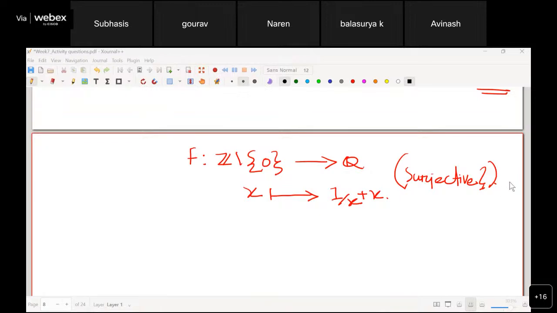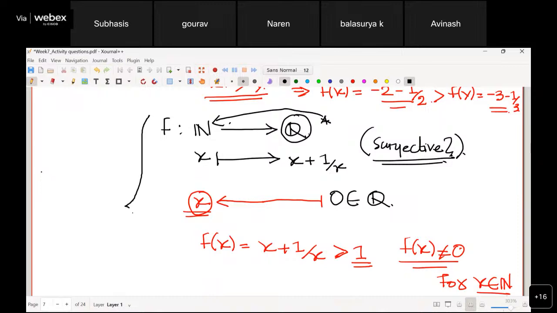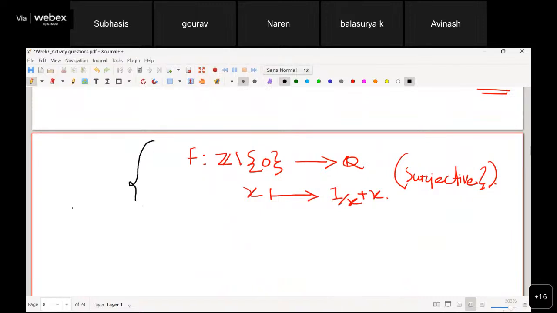So how should I proceed? I already gave some answer over here. Can we apply the same thing here? In other words, what I want to ask is whether 0, which is in my codomain, has any pre-image. No, sir, 0 doesn't have any pre-image.